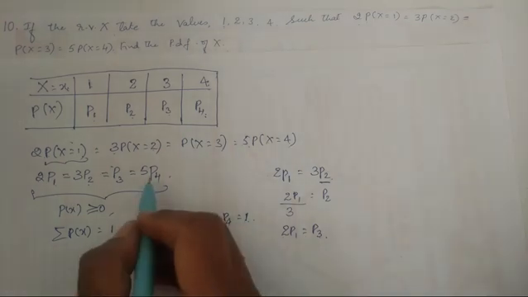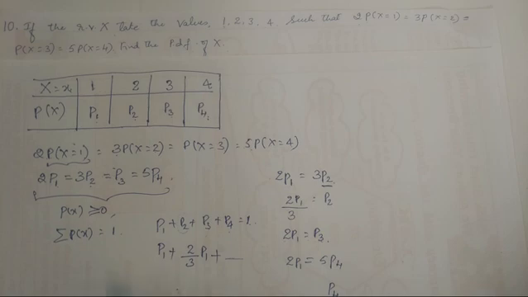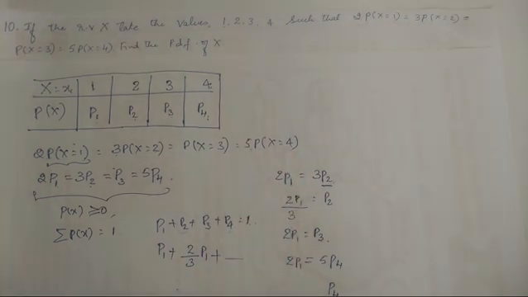Next, similarly compare these two. 2P1 is equal to 5P4. If so, find the value of P4 and substitute here. Find the value of P1. From that P1, using these relationships, find the values of P2, P3 and P4.